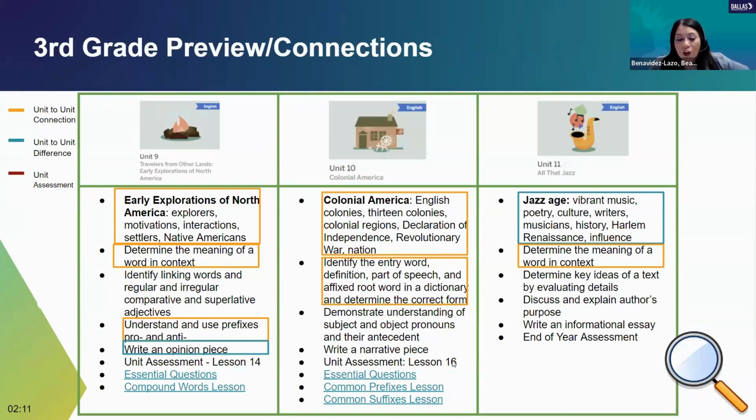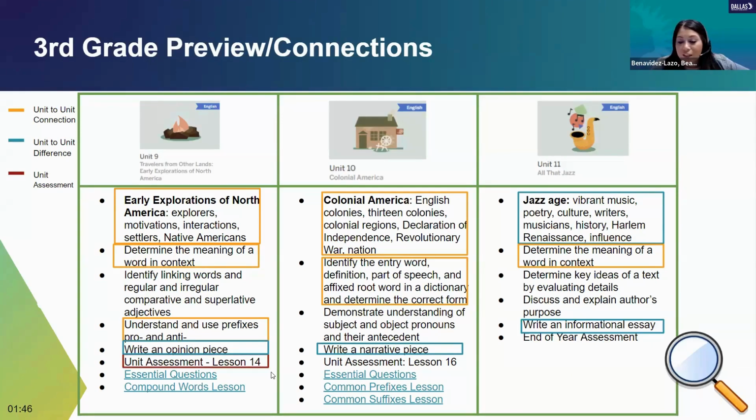And then, yes, our writings will be different. So they're going to do an opinion piece, which is like an argumentative in Unit 9. Unit 10 is about narrative, so they're going to go back to narrative. And then in 11, they're going to have to do an informational piece. So that is some difference.